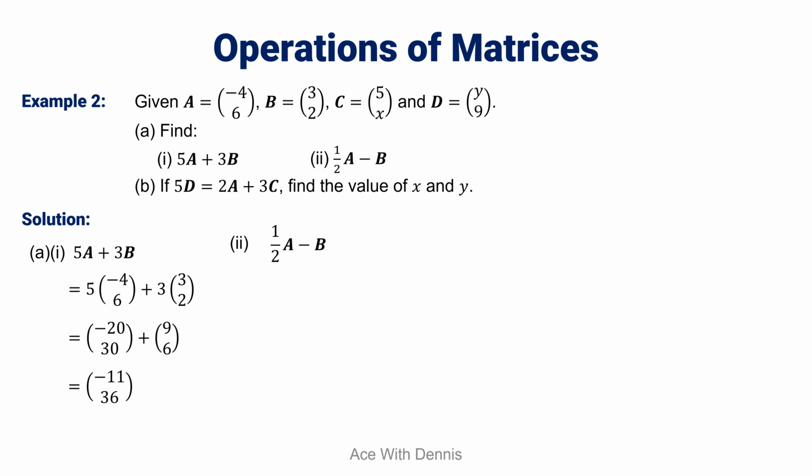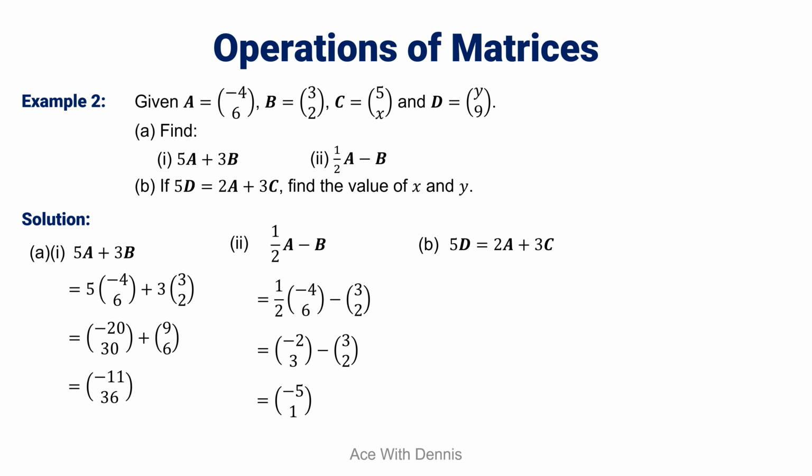Part 2. Half A minus B. So just substitute again the matrix A and matrix B. We have half, then negative 4, 6, minus matrix 3, 2. So we multiply the half into the matrix A. We have negative 2, 3, then minus 3, 2. And now we subtract the elements one by one. So negative 2 minus 3, we get negative 5. 3 minus 2, we get 1. Hence the result is matrix negative 5, 1.